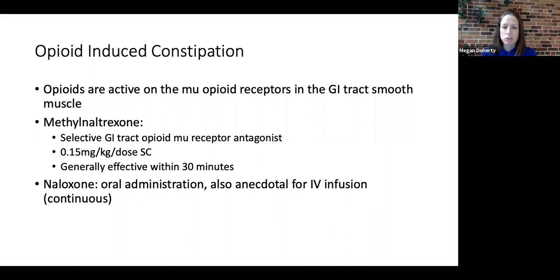Naloxone is orally administered, and there is also some anecdotal evidence for using IV infusions continuously and has the same effect of opioid antagonism. However, if the patient is having pain, the problem with naloxone is it will also antagonize the central effects of the opioids, which are relieving the pain.